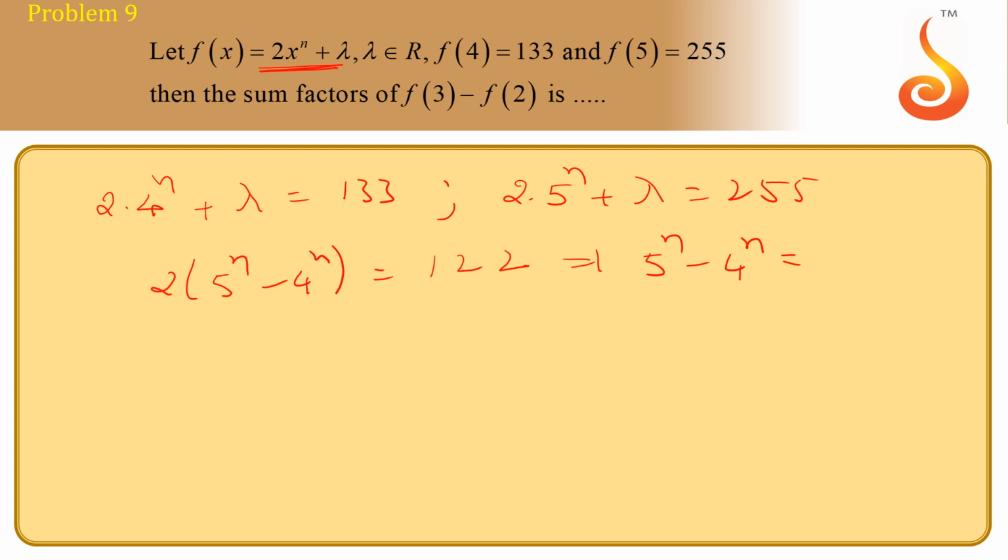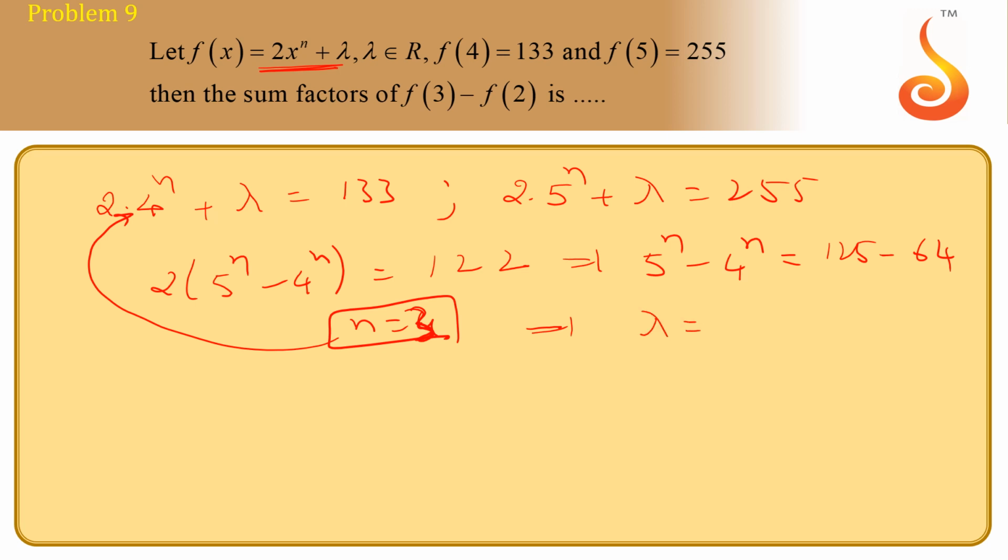So that 61 we are getting, can I write 125 minus 64, which is equal to 61, meaning 5 cube minus 4 cube. So that is the only possibility, n equal to 3. When n equal to 3, substitute in any one of the equations, what will you get? 2 into 4 cube, from that lambda value you will get as 5.